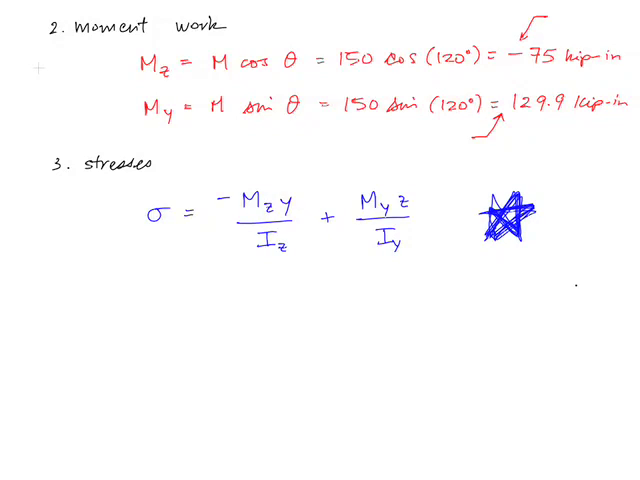This is actually a really important equation, and the reason it's important is because obviously it gives stress, but we have to think about the signs of everything. We need to think of the signs that are present in the equation. We need to think of the signs of the moments, and we need to think of the signs of the geometric coordinates y and z.